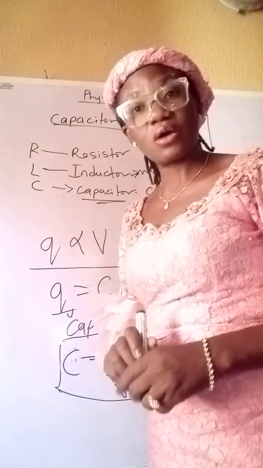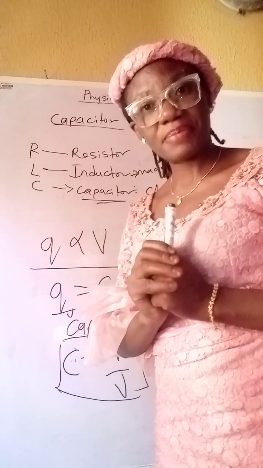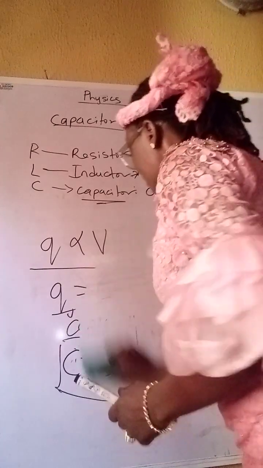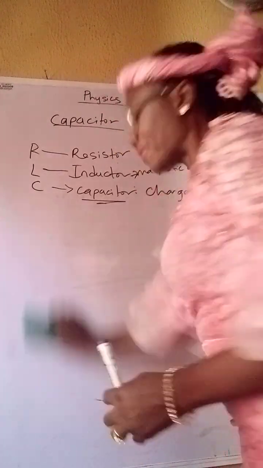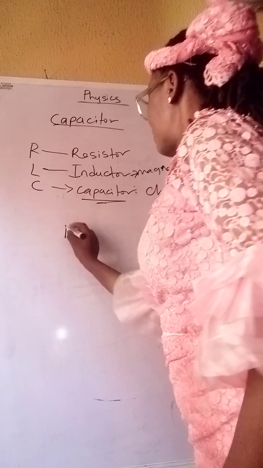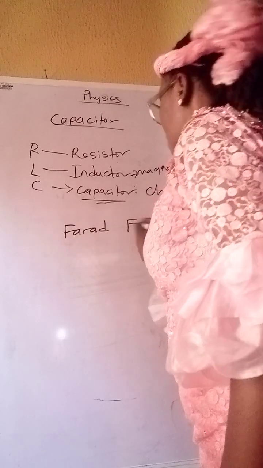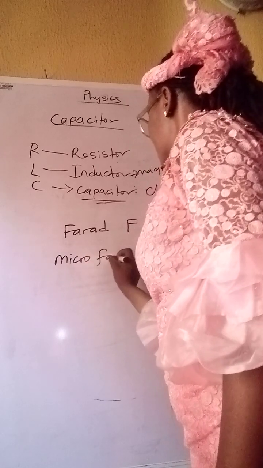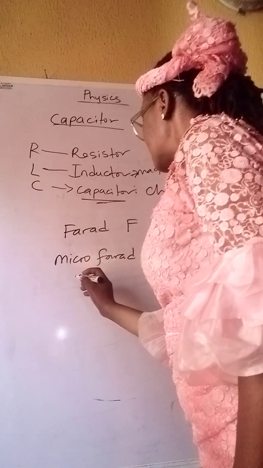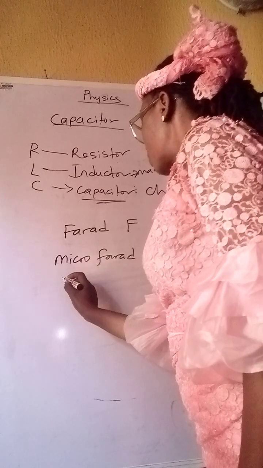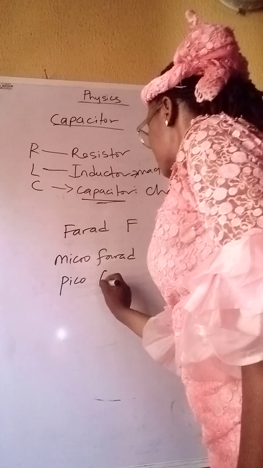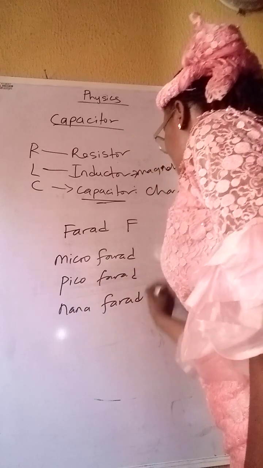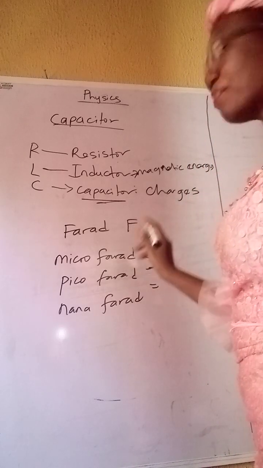Now let's quickly talk about the unit of capacitance. What is the unit? The unit is farad. Capacitance is measured in farad, F. So we have smaller units like the microfarad, the picofarad, and the nanofarad. These are the smaller versions of it.